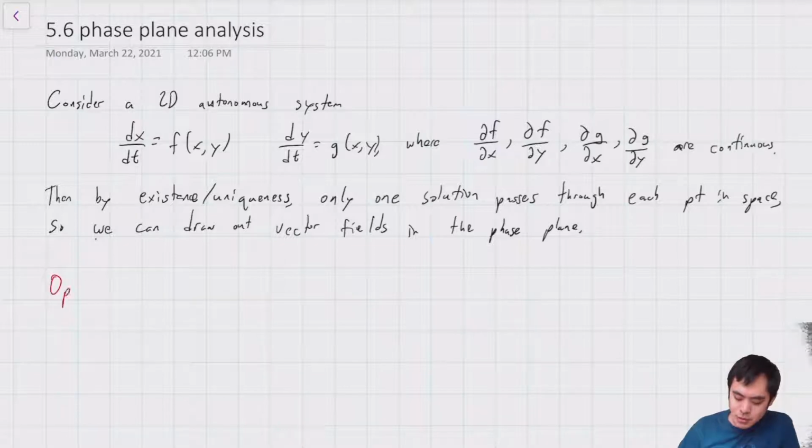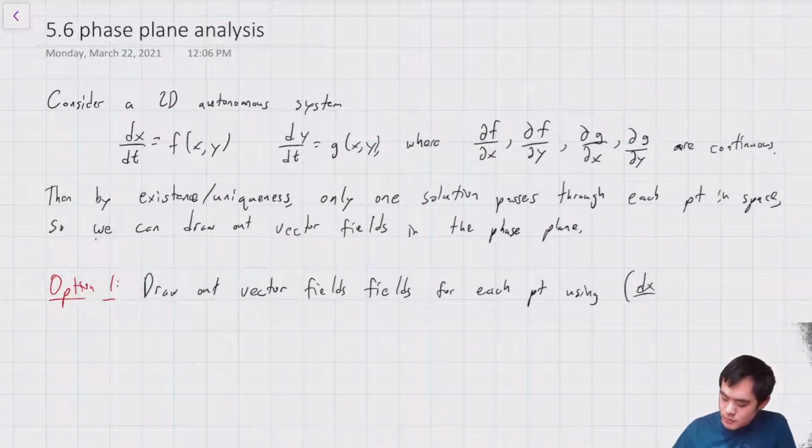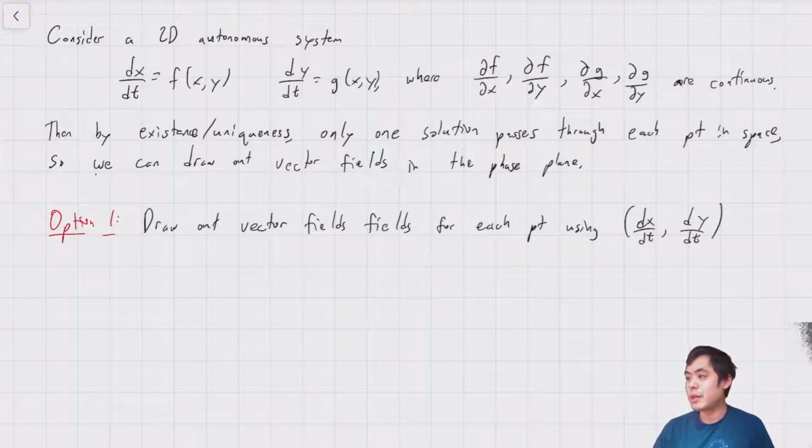Okay, so let's give us a couple options. Option 1, which is just to draw out vector fields for every point. Now, this is possible if you have a computer, but it's a little bit more difficult if you're going to be doing it by hand. It turns out that although you can do this by computer, sometimes it's useful to do it by hand because with certain types of analysis, you can prove things about global stability of these systems.